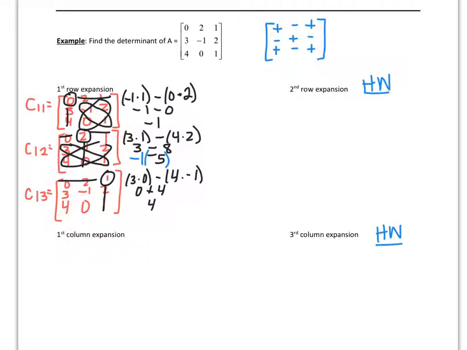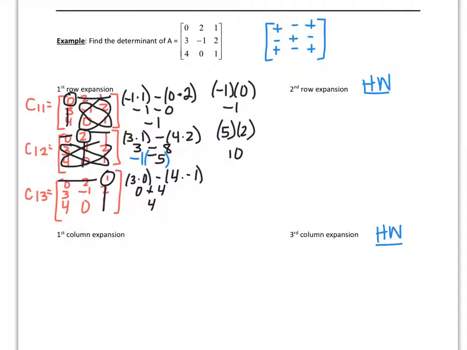And we're going to now multiply these cofactors with their respective entries. So we're going to multiply this negative 1 by 0, and we're going to add that. Then we're going to add that to, well, this becomes a positive 5. That's the cofactor. So positive 5 times 2, which is 10.